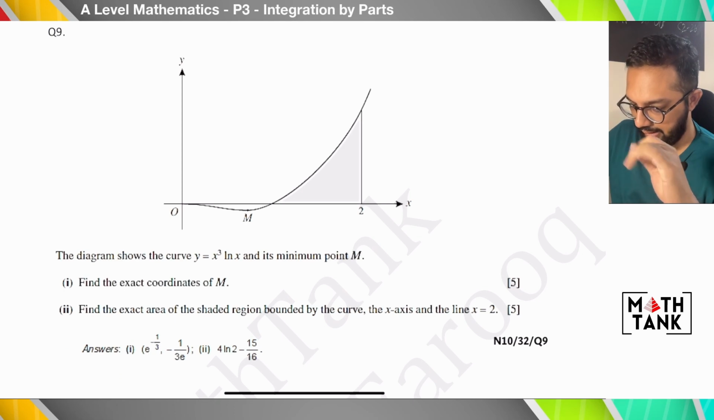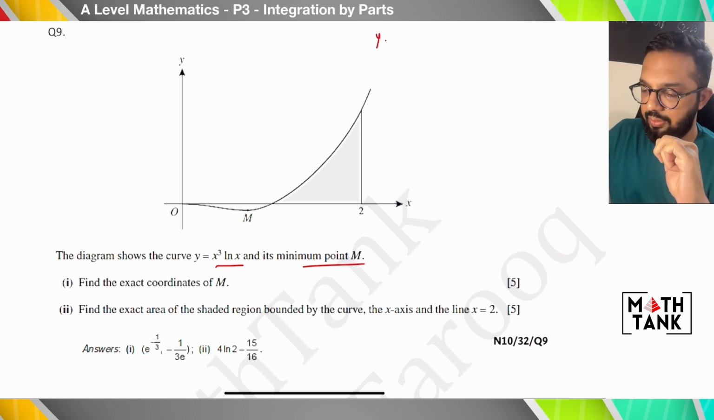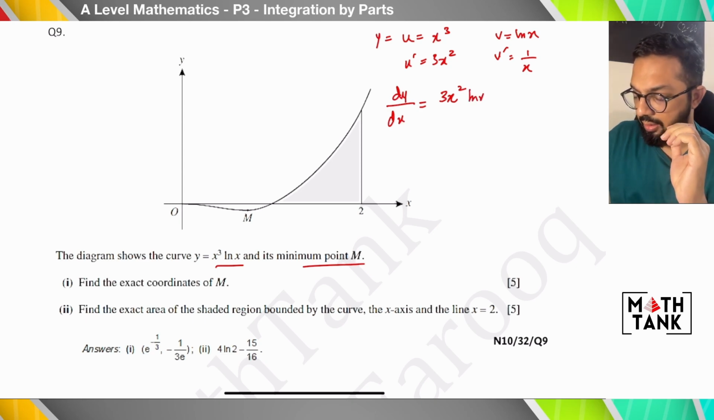It says find the exact coordinate of m. The diagram shows a graph of x cube ln x and its whenever point m. So this is again a question on differentiation. u equals x cube, u dash equals 3x squared, v equals ln x, v dash equals, oh yeah, v dash equals 1 over x. So dy by dx, this is a simple differentiation question. It seems you don't need to write isolate. That is where my mind went, and it shouldn't.